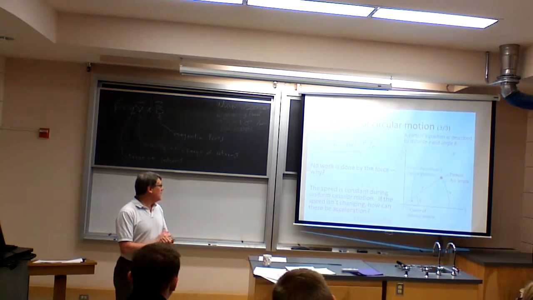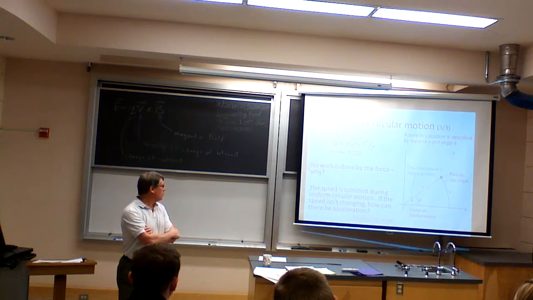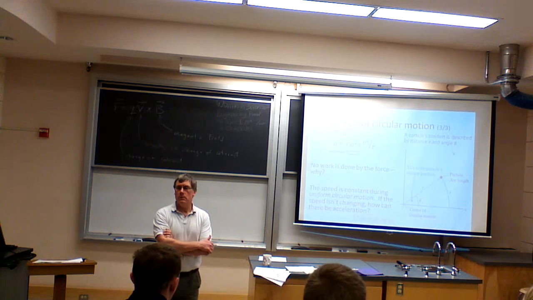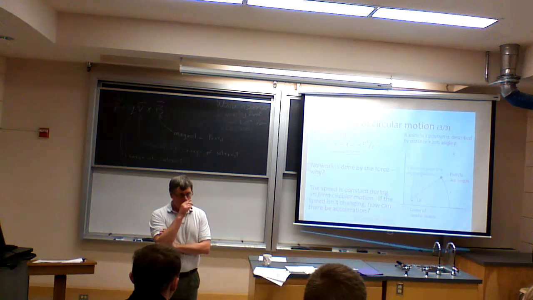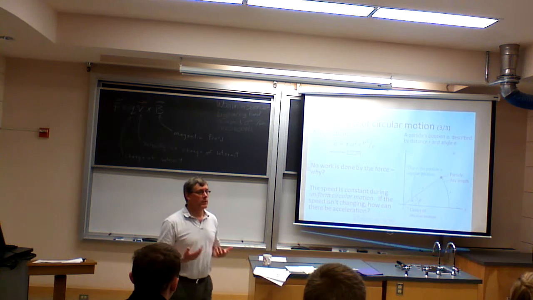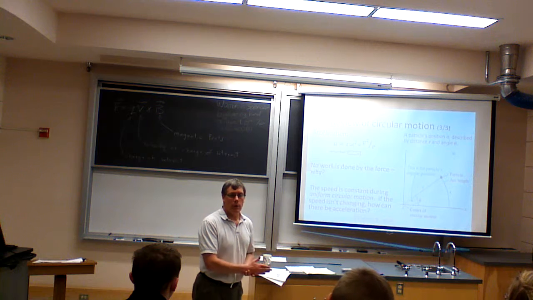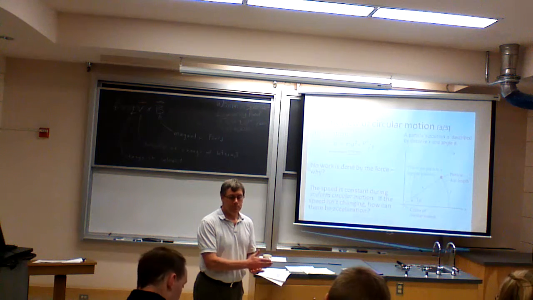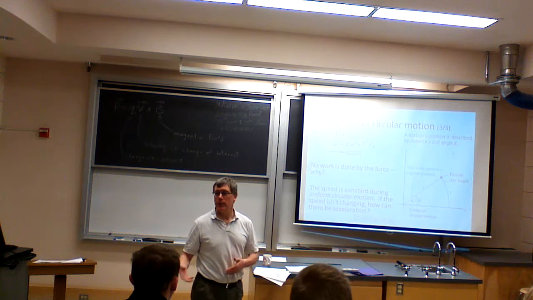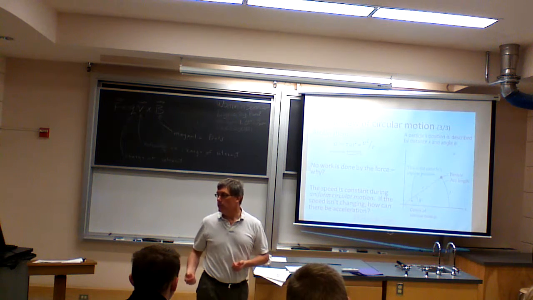Right. The speed is constant during uniform circular motion. If the speed isn't changing, how can there be acceleration? Our direction is changing. So the velocity is a combination of magnitude and direction. If either the magnitude or the direction is changing, the velocity is changing, we do have acceleration.